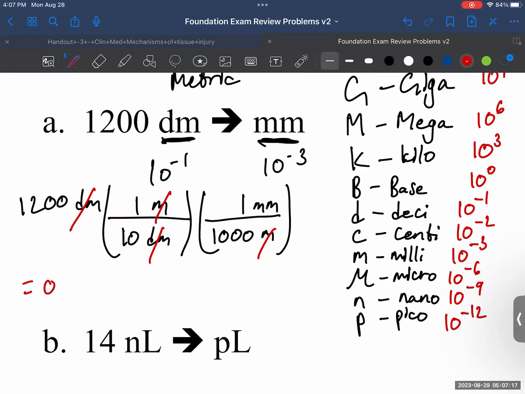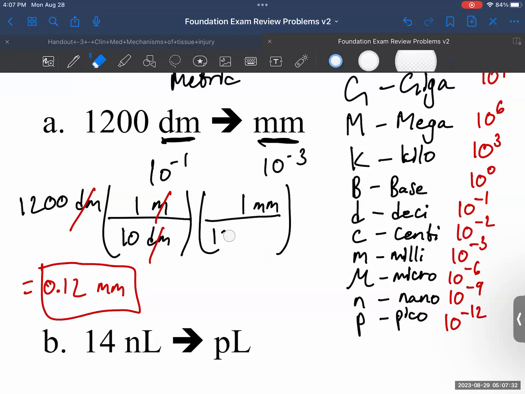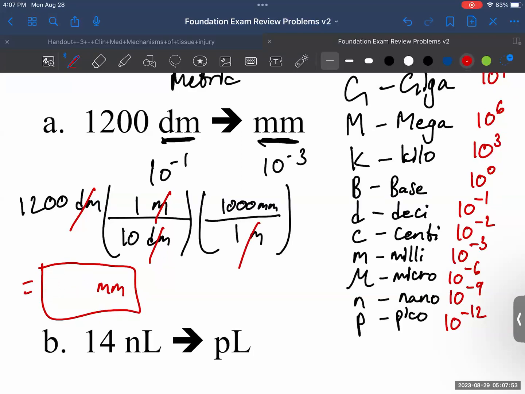Right, it's 0.12. Should be... No, you're right, it's 1,000 millimeters in 1 meter instead. Oh yeah, my bad, that was a writing error on my part. 1,000 millimeters in 1 meter. There we go. Yeah, that's right. All right, so we cancel that out, so it'll be slightly different from 0.12. What is the answer instead?